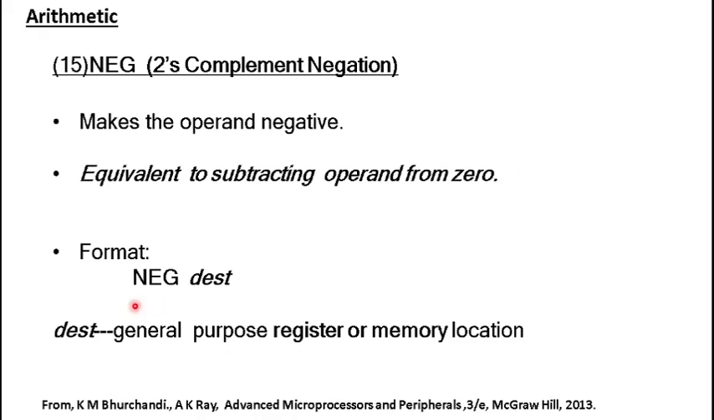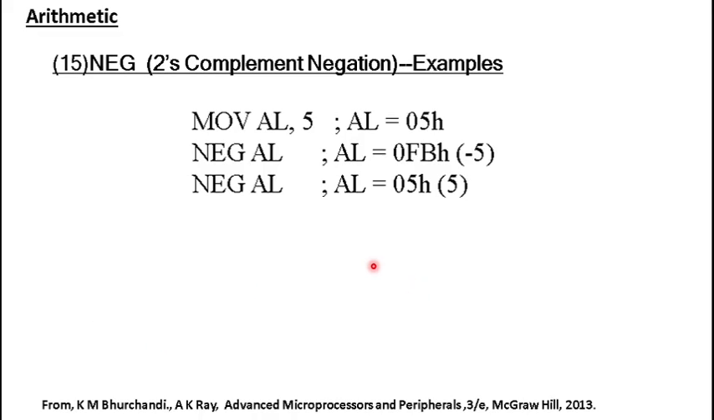Okay, so this is the format of the negate instruction. The operand that we are specifying will be the destination. It means that the operand will be taken, converted to its 2's complement representation and kept back in the place where it was fetched from. The destination or the operand can only be a general purpose register or a memory location. So these are some examples of the negate instruction.